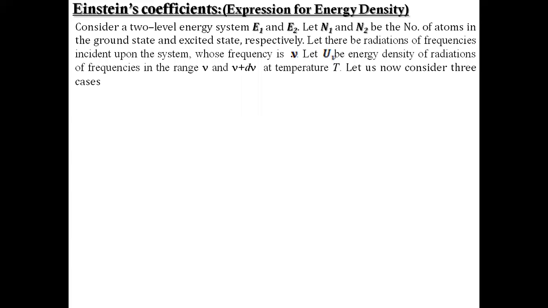Now let us consider two energy levels, E1 and E2. E1, of course, is the ground state, and E2 is the excited state. N1 is the number of atoms in the ground state, and N2 is the number of atoms in the excited state respectively. And U of nu is the incident energy density, where nu is the frequency of the incident photon.